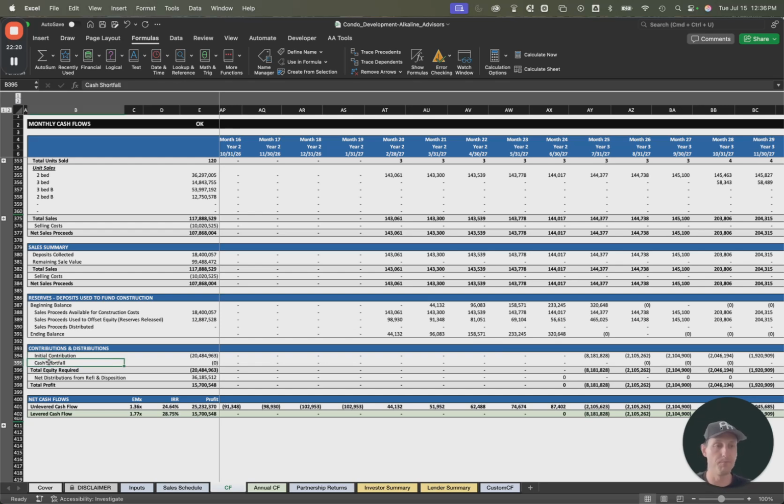So even after we've built the project, are we going to have to come out of pocket for anything else? Like carrying costs, all of that should be capitalized in our project. So those are the 2 contributions in terms of the equity required from our perspective. We build that out here.